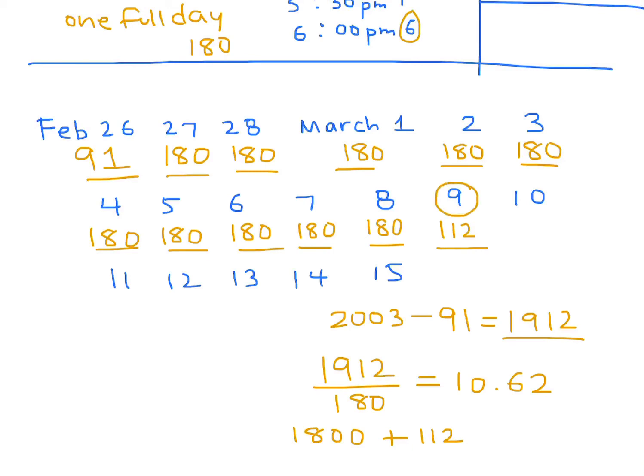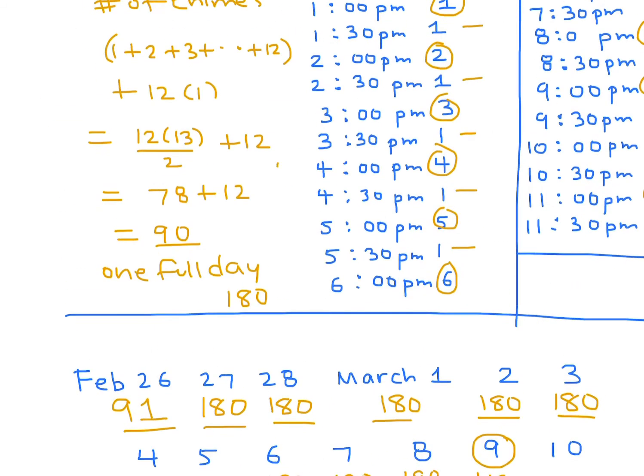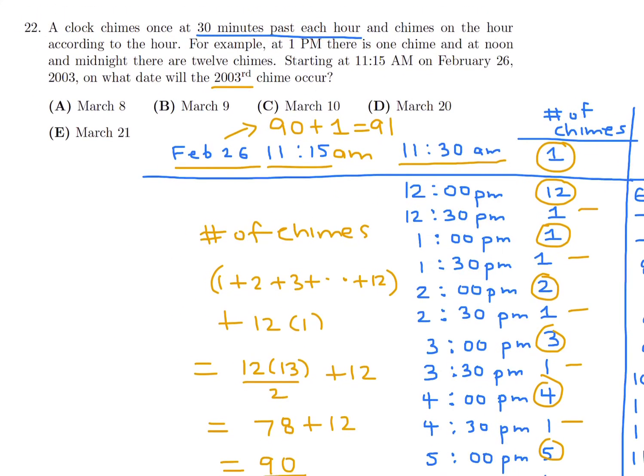Right? So I hope that makes sense. So March 9th is when the 2003rd chime occurs, and therefore that would mean 22 is B.